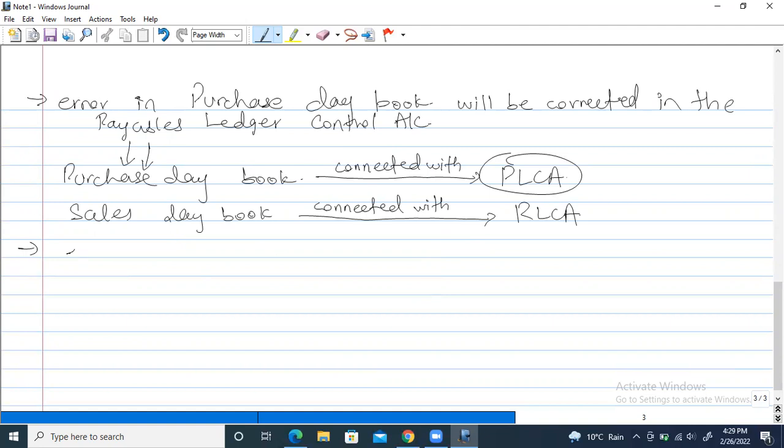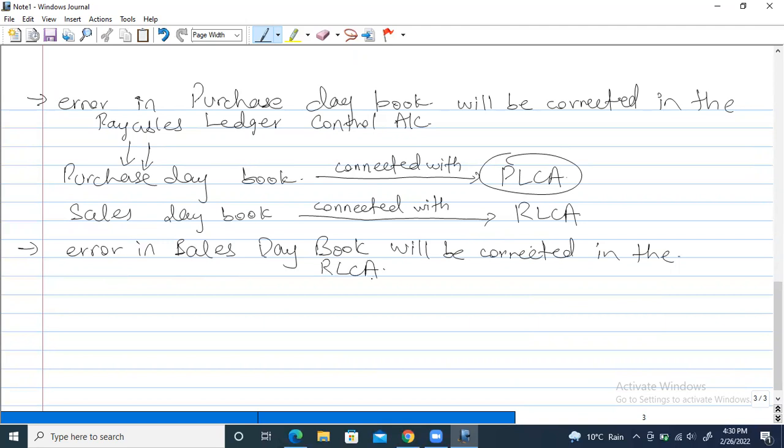Okay. And secondly, the second note is error in sales daybook. Error in sales daybook will be corrected in the receivables ledger control account. Okay. So if you understand these two notes fully, obviously we'll do the questions. You'll hopefully understand these two things. So if you understand these ones, you can easily do any kind of question that is asked to you from either the examiner or in the exam kit.